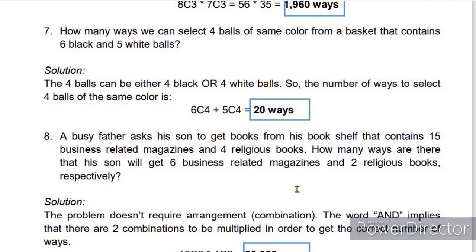So 6 combination 4 plus 5 combination 4, because in the first combination we have 6 black and the result can be 4 black balls. That's why we have 6 combination 4 for the first. Plus 5 because we have 5 white balls, and of course combination 4 because there can be 4 white balls as a result. So we will just add them, so it is equal to 20 ways.